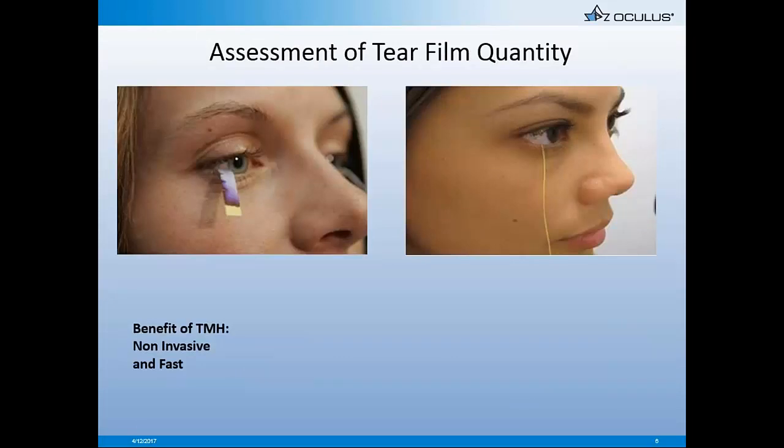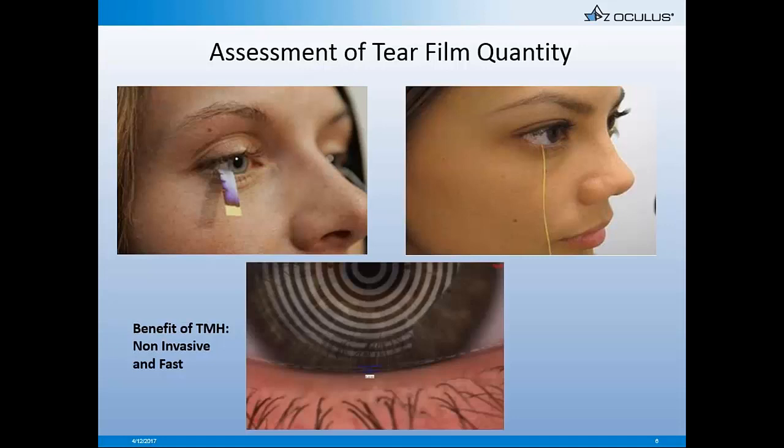So the quantity of the tear film layer, we've all seen these ways that you can do it. I don't think our patients like this very much. It's not really great from a practice perspective, reproducibility. So I think a benefit of the Keratograph from a tear meniscus height standpoint is a much better way to assess the tear film quantity. It is non-invasive, it's very quick, and it's a whole lot better for our patients.